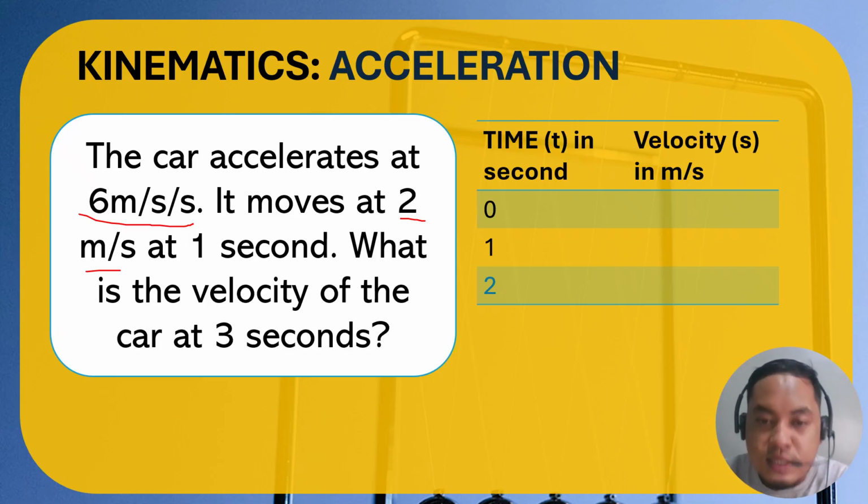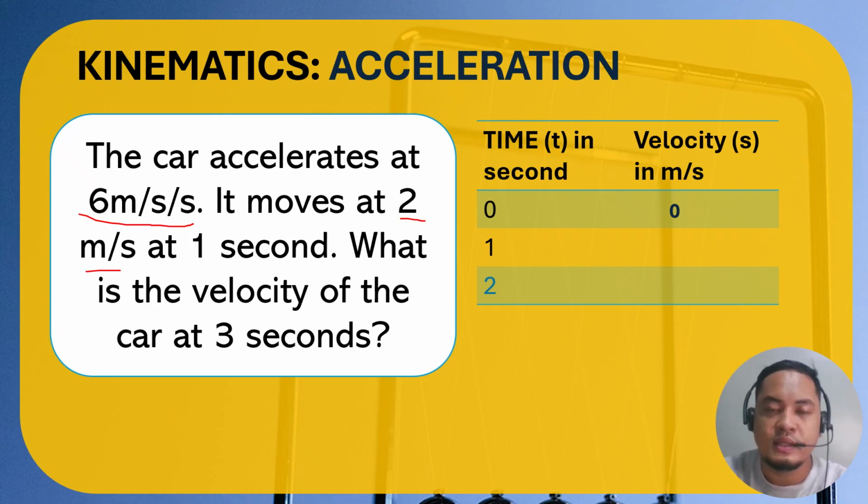Okay, so in this case, at zero, there's no initial velocity given, compared to our previous problem that initially had an initial velocity. In our previous problem there was velocity at zero, but this time it does not follow because it moves at 2 meters per second at 1 second. So therefore, our velocity at 0 seconds is zero.